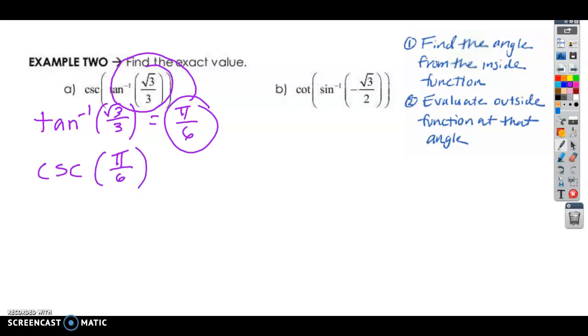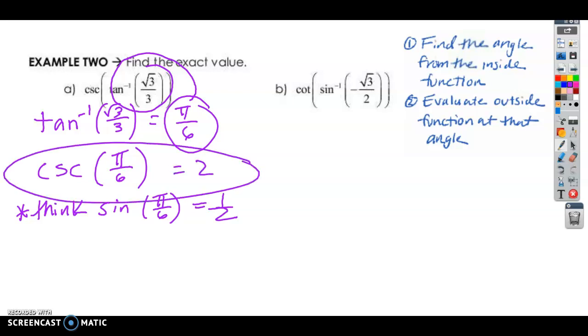Well, cosecant is the reciprocal of sine. So you're going to think, what's the sine of pi over 6? Sine of pi over 6 is 1/2, and the cosecant answer is just going to be the reciprocal. So you just flip 1/2, and that's 2. So there you go, done.